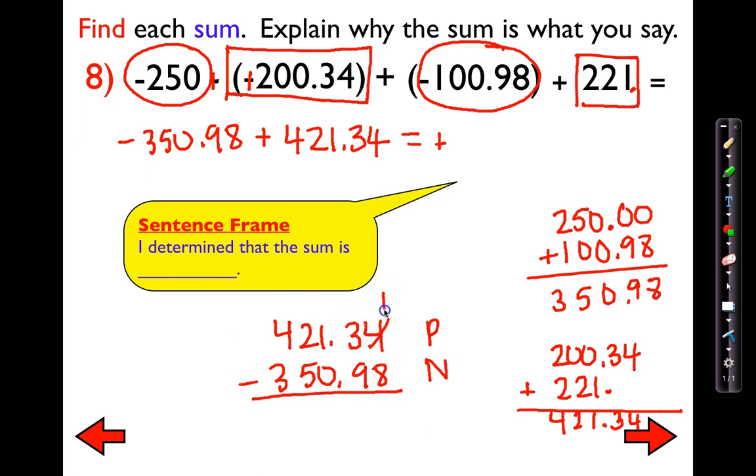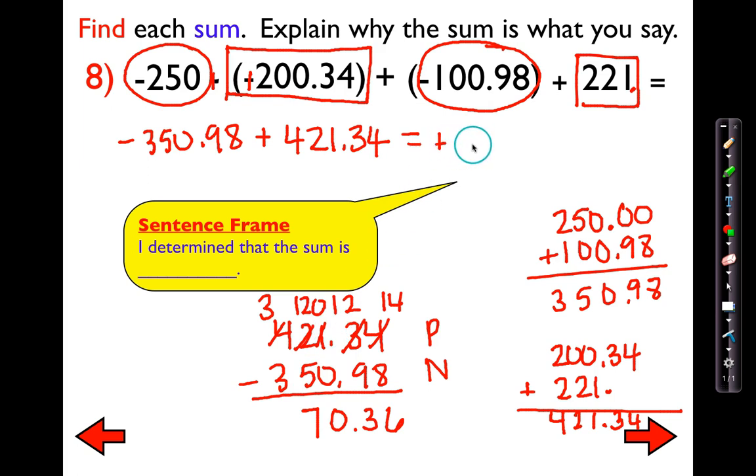So we're going to have to borrow to make this a 14 and this a 2. 14 minus 8 is 6, and we're going to have to borrow again. 12 minus 9 is going to be 3. 0 minus 0 is 0. And we have to borrow once more here to make it a 12 and this a 3. So 12 minus 5 is 7. So here, 3 minus 3 is 0.